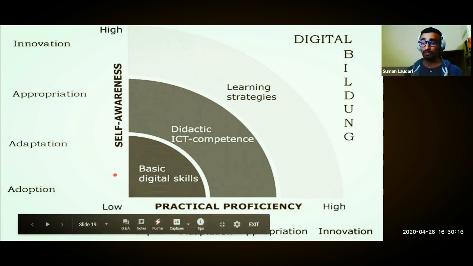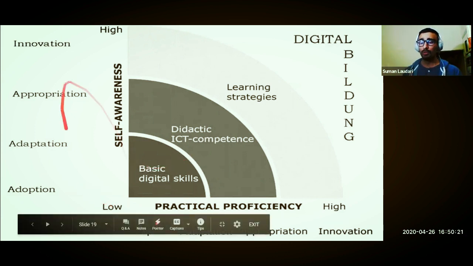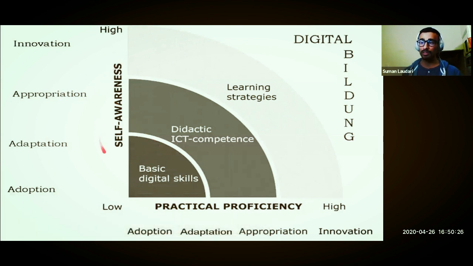Now talking about digital competencies, going back to digital competencies again, what this model shows is it tells that you need to have awareness.